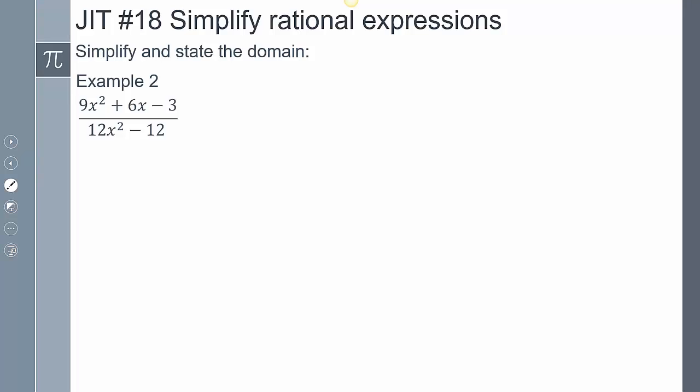So on this one, we can simplify and state the domain. Now, one thing to point out, when we're trying to simplify, you can only simplify factors. Now, when I use that word factors, factors implies multiplication. So just know that what we're going to be doing is factoring this expression to be able to find what simplifies. So let's just find the domain first.